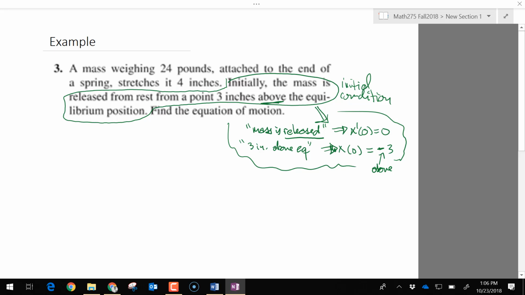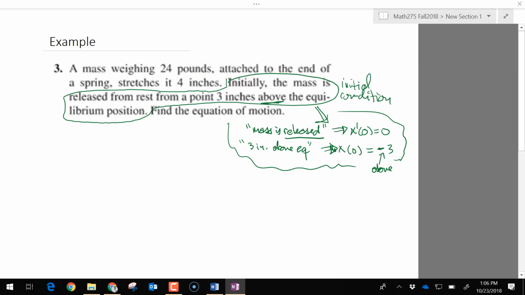Pardon me? That would be the position. Because when we established Hooke's law, we're pulling it. When you attach the weight, your spring stretches down, and they're looking at that as a positive distance.